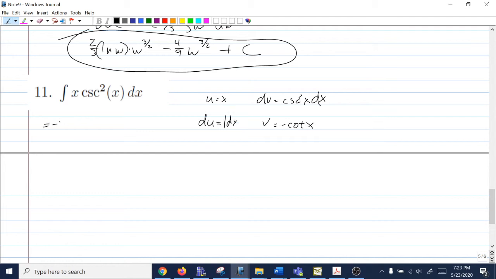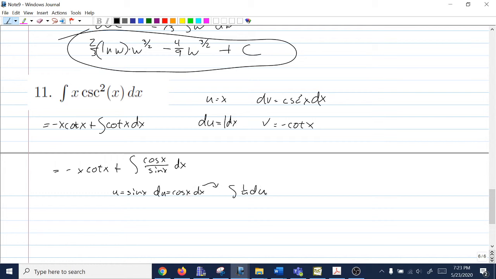This becomes negative x cotangent x minus the integral of v du, which is negative integral of cotangent x. How do I integrate cotangent? Well, it's cosine over sine. This is begging for the u substitution, u equals sine x, because du is going to be cosine x dx. This turns into the integral of 1 over u du, which is natural log absolute value u. I'm ready to write down the answer. It's negative x cotangent x plus natural log absolute value, what was u? u was sine x, plus a constant.